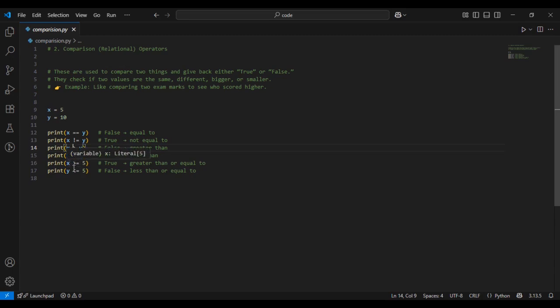If we just did x greater than 5, then this will give false because x is 5. But when you use an equals to sign after the greater than sign, it gives true because it checks greater than or equal to. Similarly, this is the less than or equal to sign, and this will give false because y is greater. So those are all the comparison operators.